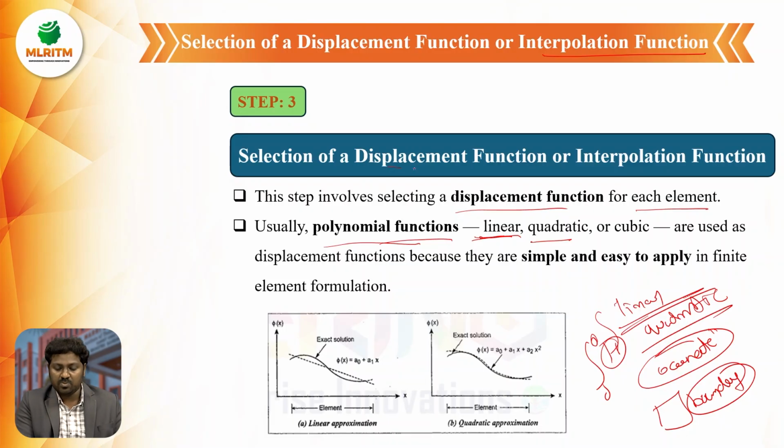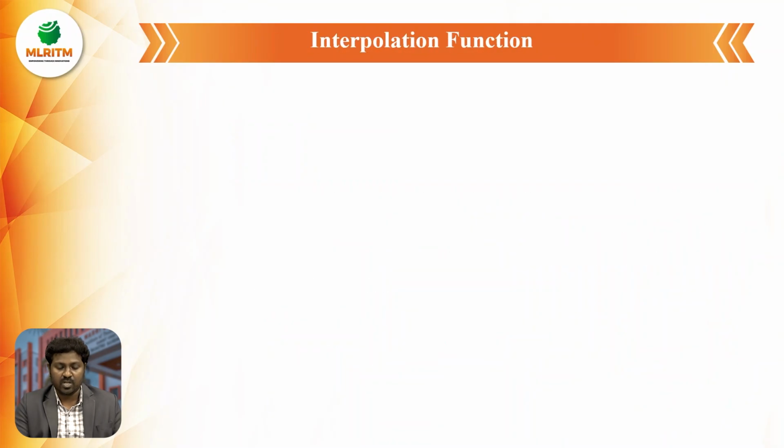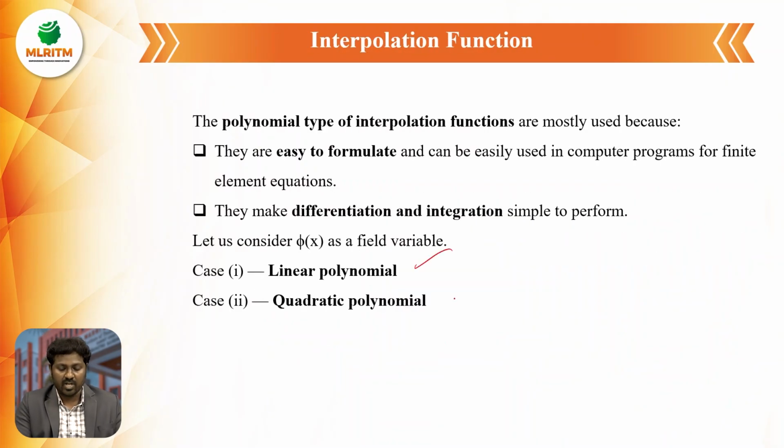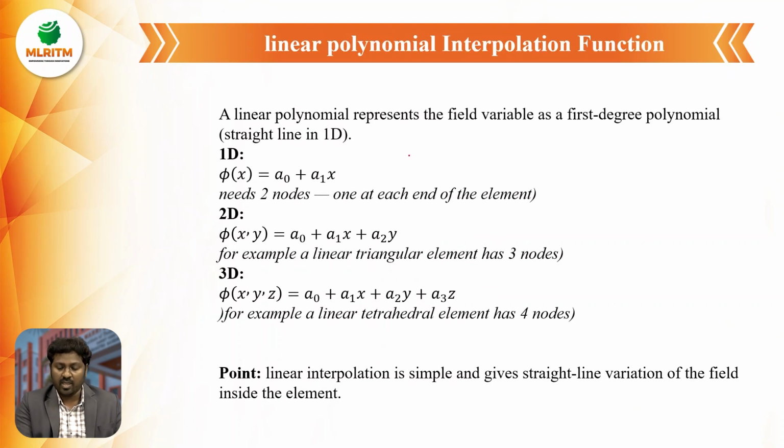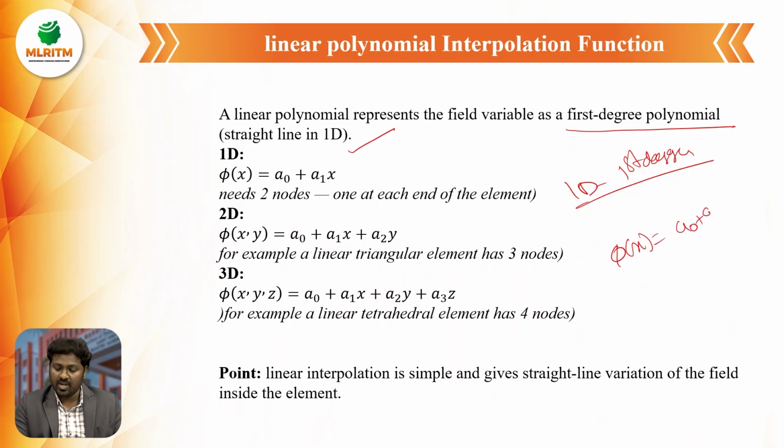So coming to the displacement function, the interpolation function, we find the value easily. We have linear and quadratic functions. The linear one is a first degree polynomial function. In one dimension, phi of x, the field value, is a0 plus a1x. In two dimensions it is a0 plus a1x plus a2y, in the x and y directions. In three dimensions it goes up to a3z.